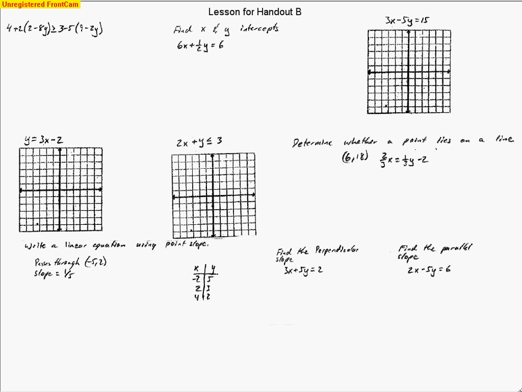This is the lesson for Handout B. So take a look at our first problem here. We've got an inequality that we're going to end up trying to solve. So when we solve inequalities, what we want to do is isolate the variable. But before we can do that, we need to eliminate some of these parentheses. So that's what we're going to end up doing first.